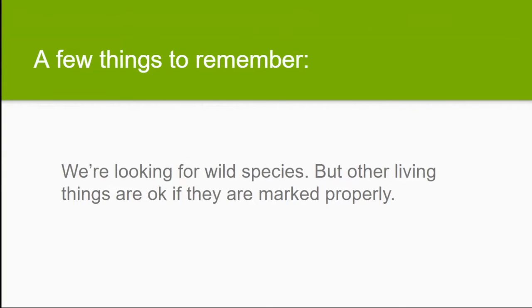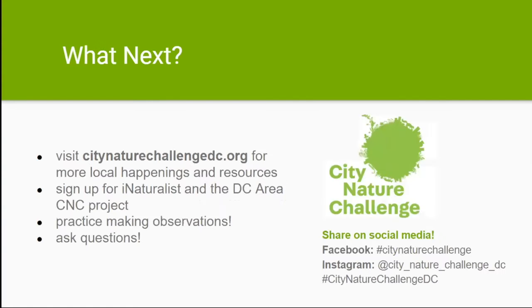So I think I've emphasized plenty: the spirit of iNaturalist is to document wild species in their habitat, whether that's a fully natural habitat out in rural areas, or a mini micro habitat in your lawn, your garden or your sidewalk. But it is okay to use iNaturalist for other living things as long as they're marked properly as captive or cultivated. So what next for City Nature? This is a slide I'm ending on.